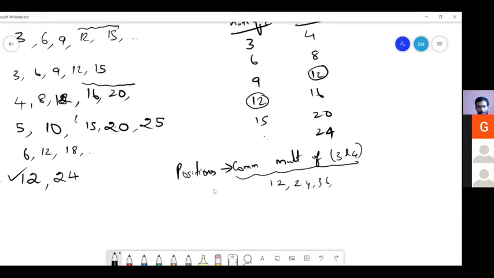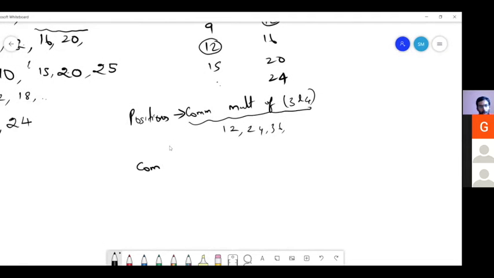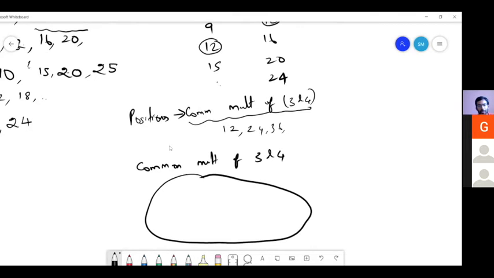So just take this set of common multiples of 3 and 4. This has just one set with all these common multiples. Let us put it in this box. And then it is clear that all the multiples of 12 will lie in this set.